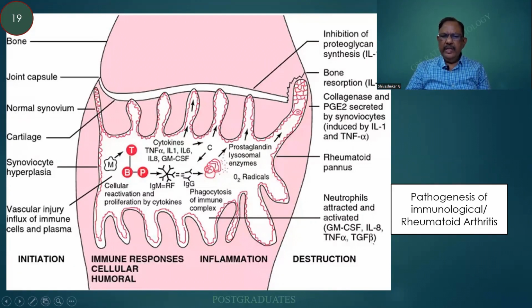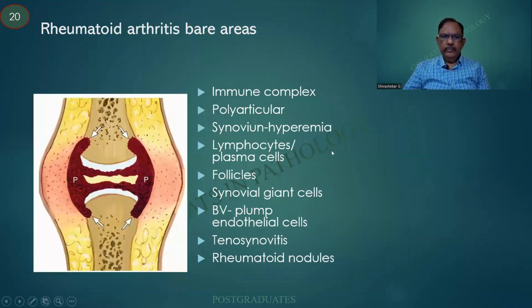And these are the various cells which can be activated and the mediators that they release. CSF, for example, is colony stimulating factor. Always mediators of inflammation, have it in one corner of your mind. And this again indicates the bare area. What are all the changes you will be seeing? Rheumatoid arthritis is an immune complex disease. It can be polyarticular. Synovium will be showing hyperemia initially.